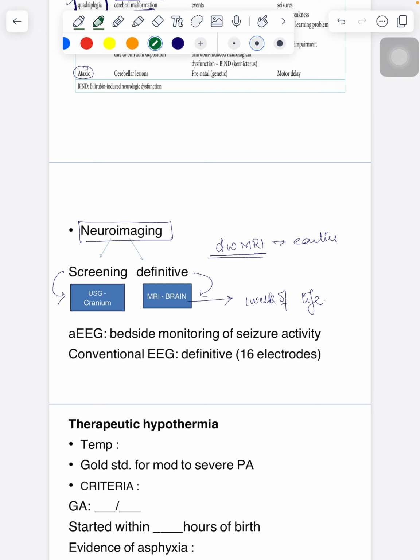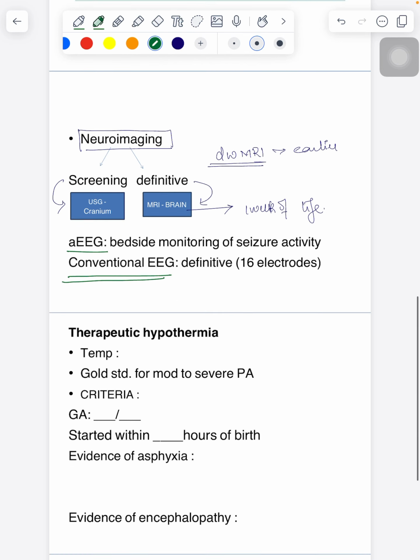USG cranium is mainly done when you suspect a bleed. When you suspect a bleed in a child, you have to do a USG cranium, and USG cranium can also pick up leukomalacic changes. Okay, next you have amplitude integrated EEG. That is only a bedside monitoring of seizure activity, and the main definitive test is your conventional EEG.